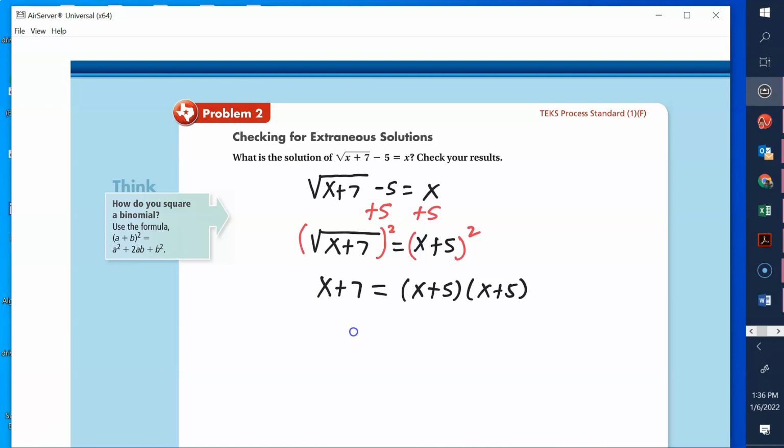Does anybody know what's the next step on the right side? Not yet. On the right side, FOIL. FOIL method. Remember the FOIL method? x times x, x squared. x times 5. 5 times x. 5 times 5. And then what do you have here? x plus 7, right?